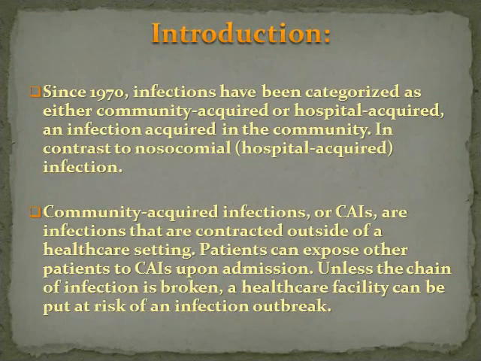Since 1970, infections have been categorized as either community acquired or hospital acquired, and infections acquired in the community, in contrast to nosocomial or hospital acquired infection. Community acquired infections are infections that are contracted outside of a healthcare setting. Patient can expose other patients to community acquired infections upon admission. Unless the chain of infection is broken, a healthcare facility can be put at risk of an infection outbreak.